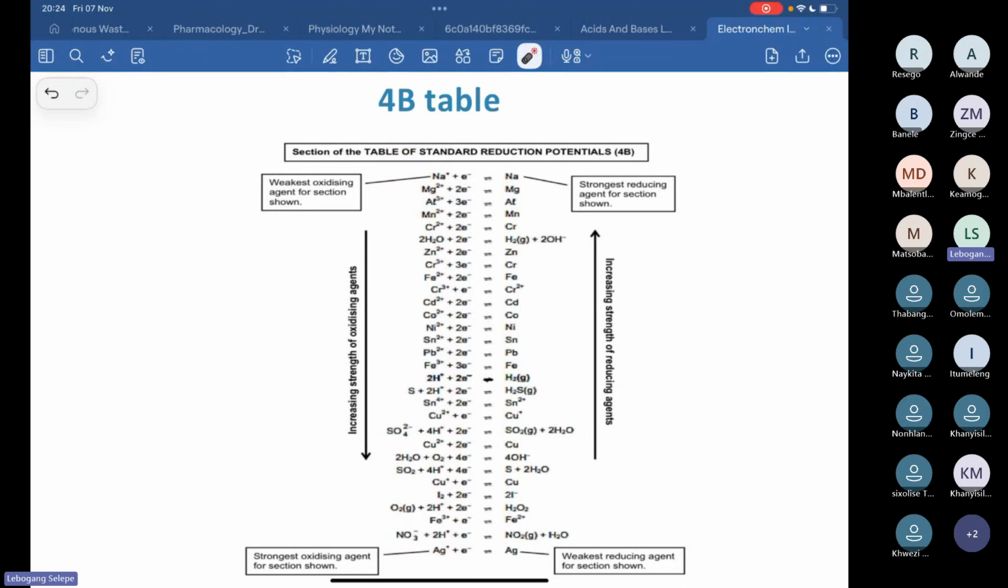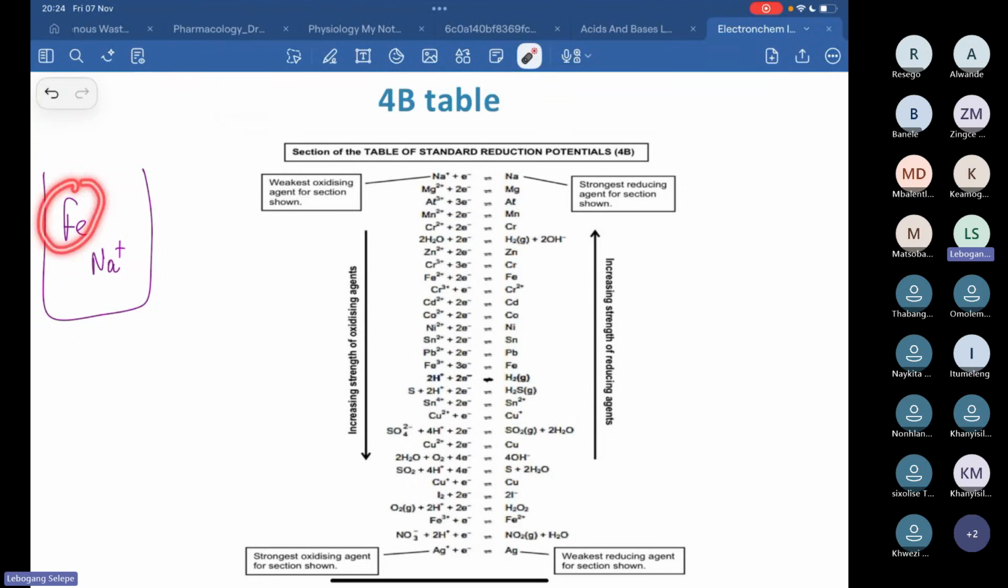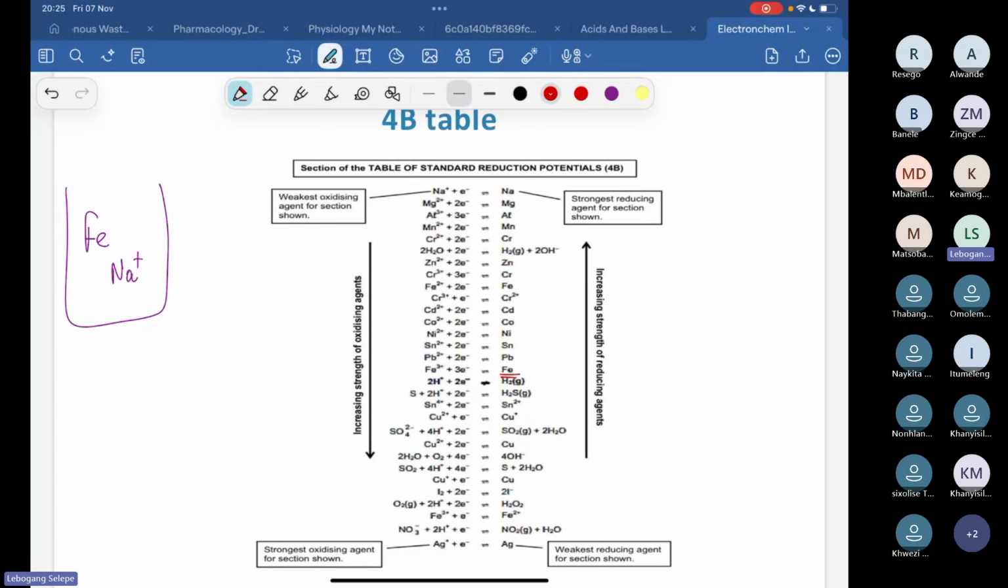They accept electrons, right? So let's say in a container, I mix, let's choose Fe and Na+. In a container, I have Fe solid and Na+ ion. Then my question is, will Fe be able to donate its electrons to Na+? How would you know? You would know that from the table. If you take a look at Fe, it's here, and Na+ is here.